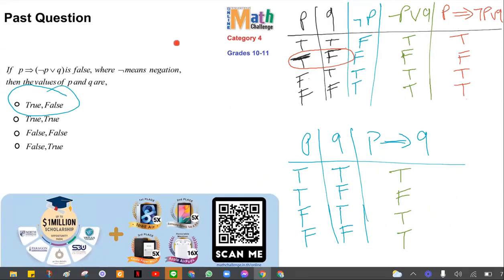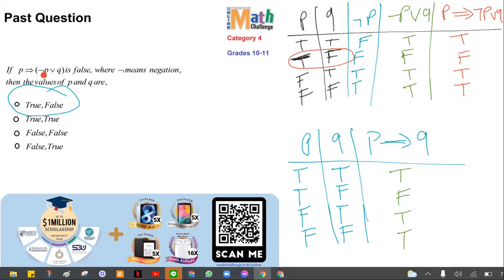Our final question from category 4 is related to logic. If you do not have any idea, you may find it quite hard. Here a statement is given as false, and they ask for the truth values of P and Q. First, let's make a true-false table for P and Q. This is the standard form of P and Q true-false values.